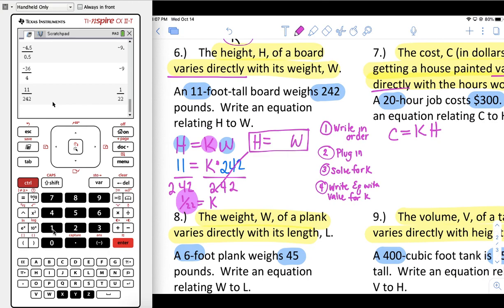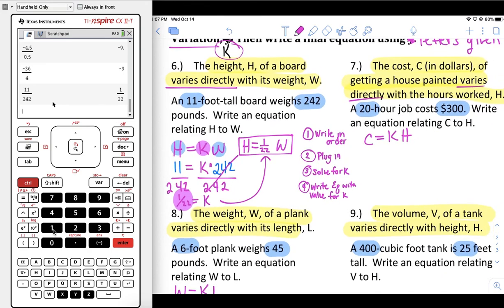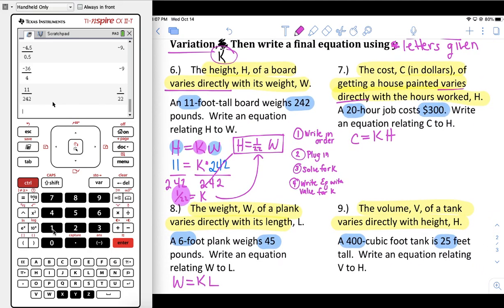We end it with a W. The only difference is I am putting my number in where the K was. All right? So all I'm doing is plugging it back in right here. Let's try number 7. Number 7, I'm going to plug in the 2 numbers that they gave me. So I know the cost and I know the hours. My cost is going to be $300. My hours is 20 hours.